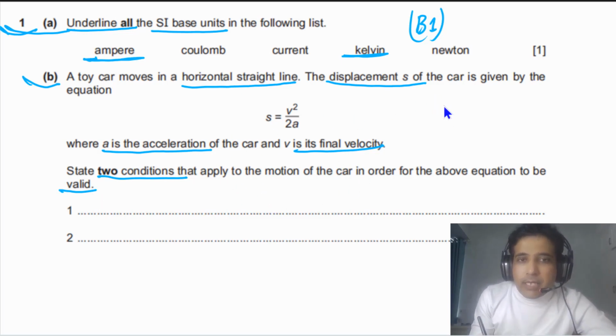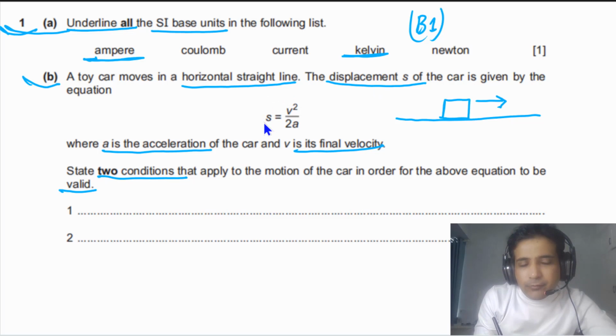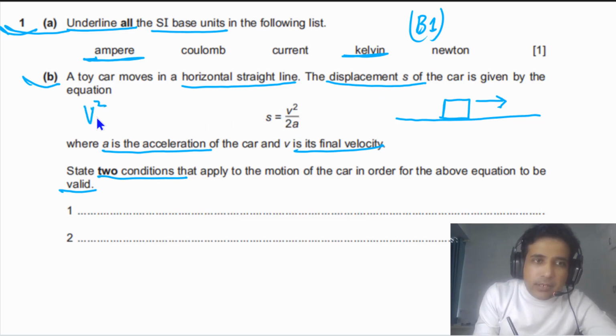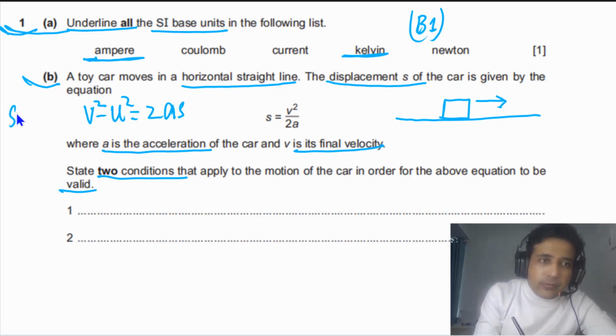For the car, we need to understand it is given to us that the car is moving in a horizontal straight line. Just imagine it is moving to the right. If you look at this equation carefully, we can figure out that this is coming from V squared minus U squared equal to 2AS from the kinematic equations, or simply the SUVAT equations. We have 5 equations, so this is one of them.